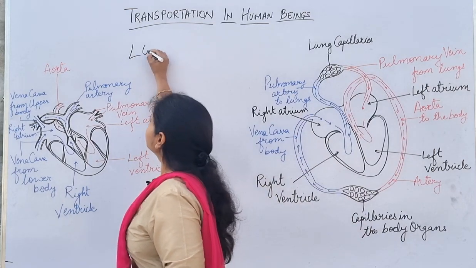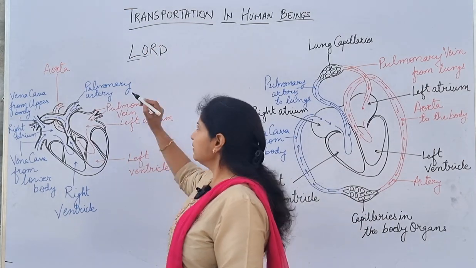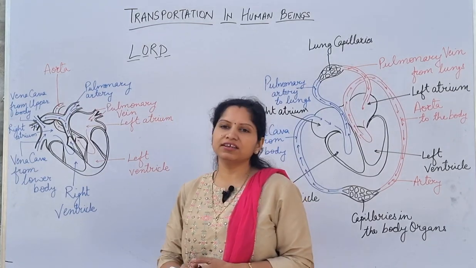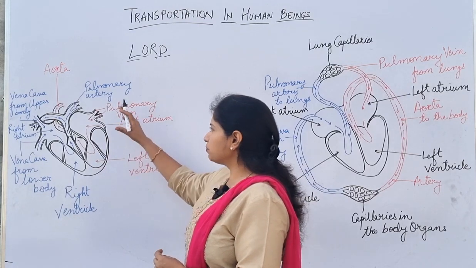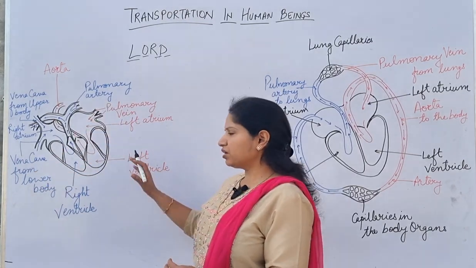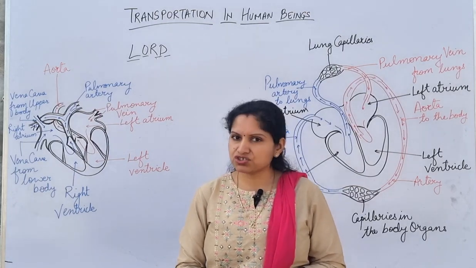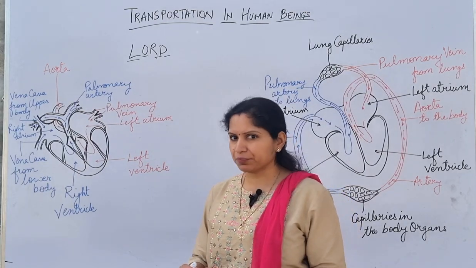Remember Lord: left side is oxygenated, right side is deoxygenated. So by the word Lord, you can remember that the right side of the heart has deoxygenated blood, and the left side of the heart has oxygenated blood. So now let's see how the circulation is happening.